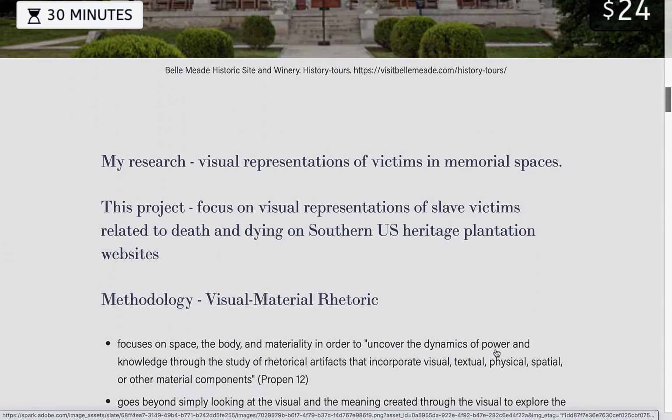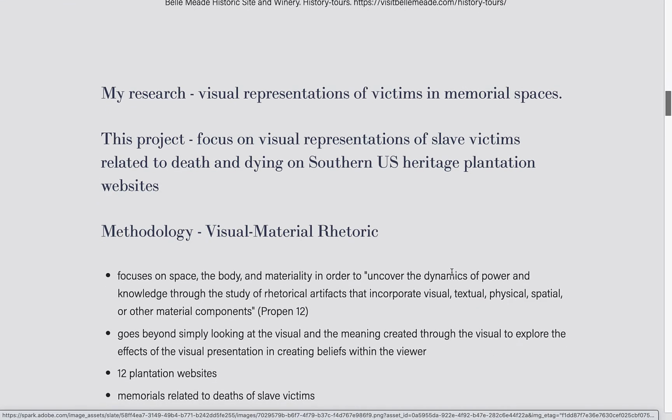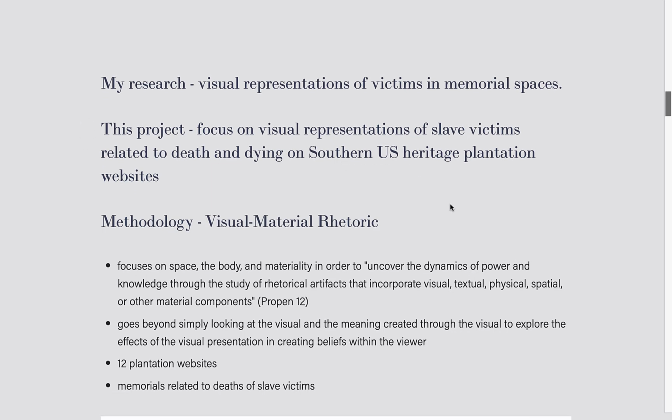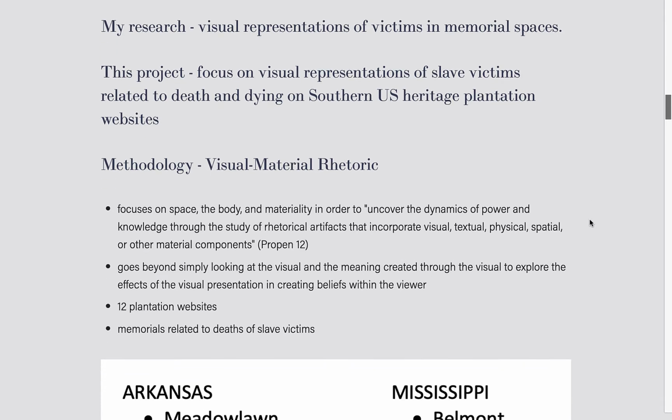So that's what I look at in my research, visual representations of victims in memorial spaces, and plantations and concentration camps are a couple of examples of what I've studied. So for this project, I was looking at U.S. heritage plantations that are located in the southern U.S. They're mainly meant for tourism purposes. And so I looked at their websites to see online in these spaces if I could find any visual representations of the death and dying experiences of the slave victims.